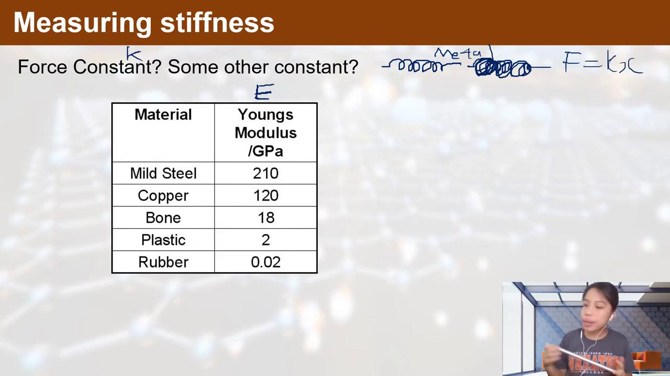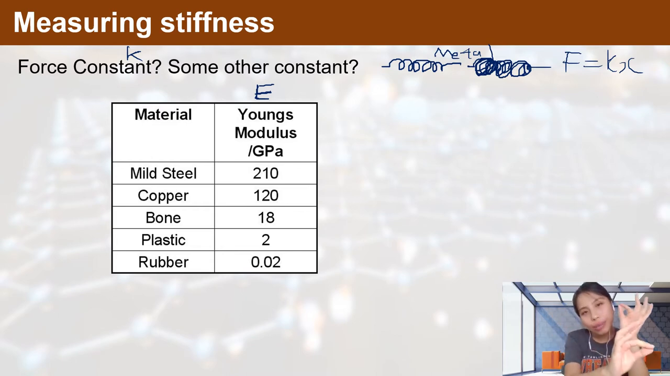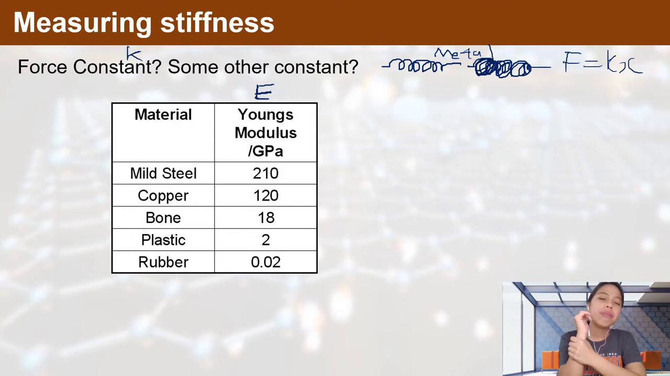You go down to copper. Copper is like a wire. Harder copper is definitely harder. Plus we have bone. Do our bones bend if we press down on them? Well, a little bit, but not as much. Our bone is stiff, but not as stiff as steel. That's why if you've never broken a bone, people say you have bones of steel, because your bones are very stiff.